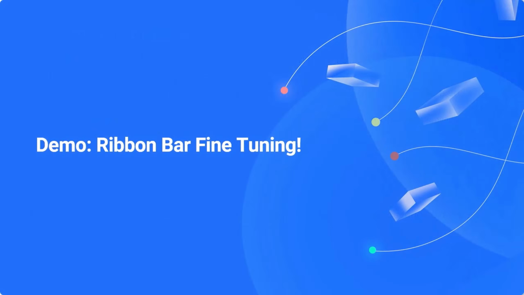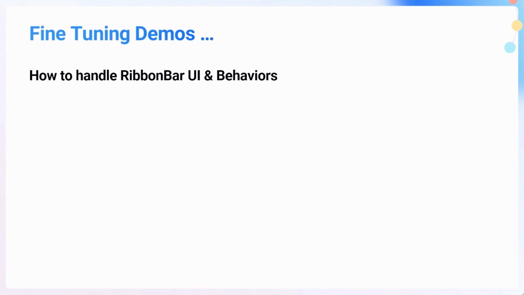So let's have a look at RibbonBar fine-tuning. All those things that we discovered in the early part of this presentation, how do I fix those? Well, let's look at RibbonBar user interface and behaviors, especially the first one, MDI child toolbars. Remember, in the discovery phase, we had toolbars that were floating way over to the right-hand side of the MDI frame because the MDI child window has its own toolbar or toolbars active. So how do I fix that?